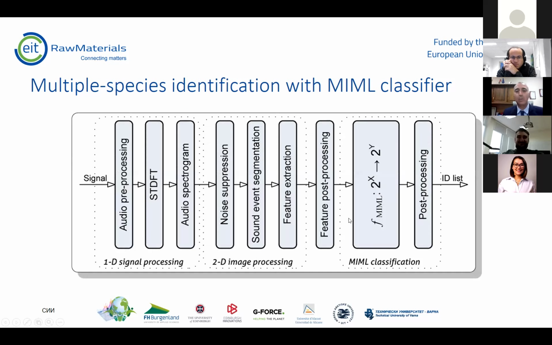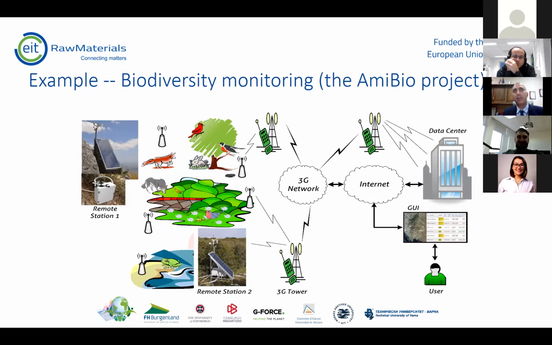I will not go into details. I will just finish with one simple example. It is a biodiversity monitoring system that we implemented around the year 2012 in Greece. I was working there for some years, and this is the Amibio project. We deployed a large number of stations in the mountain of Imitus.